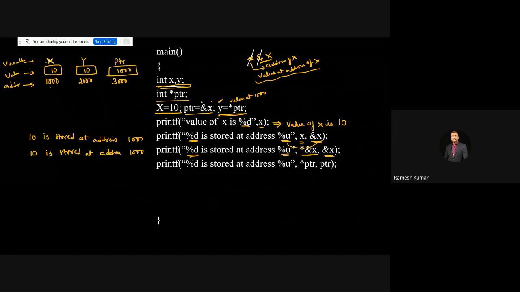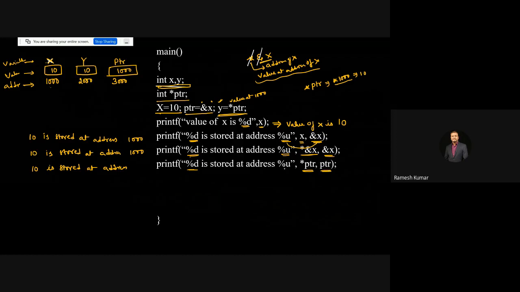Right? Now, next you can check. Printf: %d is stored at %u. Same thing. What is the first %d for? Star ptr. Now look at star ptr. What is there in the ptr? Ptr contains 1000. So it is star 1000. What does star 1000 say? Value at 1000. What value is there at the 1000 location? 10. So what is going to be printed for the first %d? 10 is stored at address.